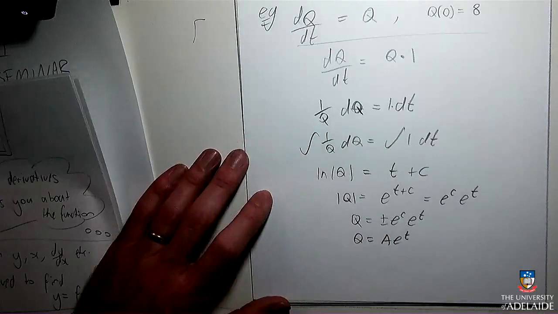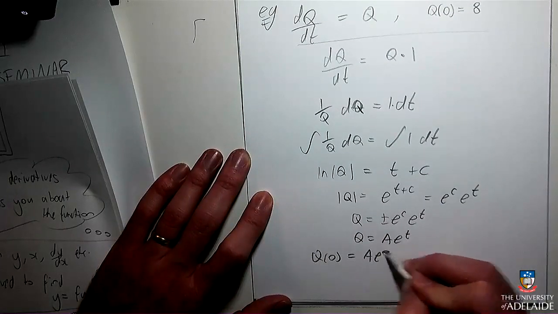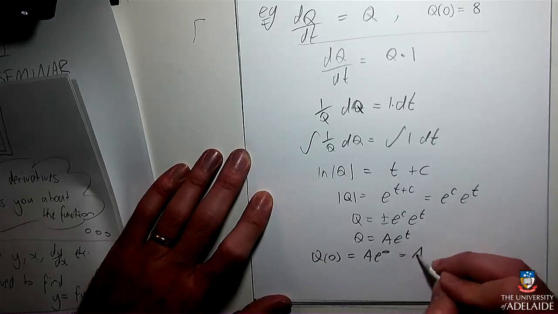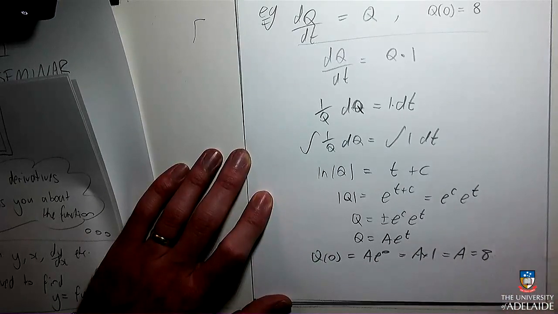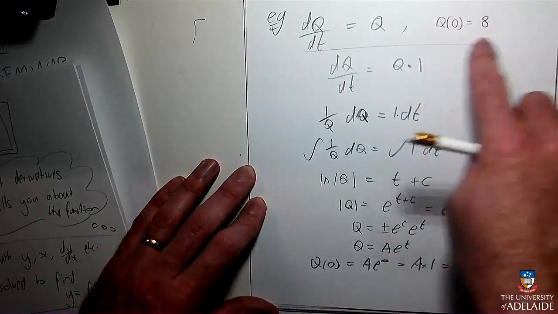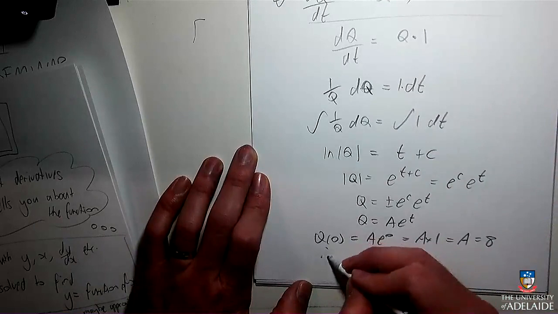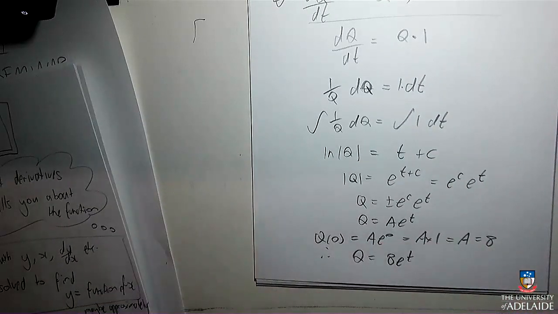Because now I can say, all right, q of 0 is a e to the 0, which is just a times 1, because e to the 0 is 1, which is just a, and that's supposed to be 8. And so the a has to be 8. It's supposed to be 8 because of this information here. And so therefore q is actually 8 e to the t. And we're done. And I didn't have to figure out what c was, because I could just figure out what a was instead.